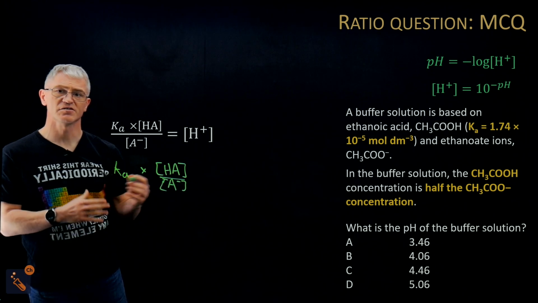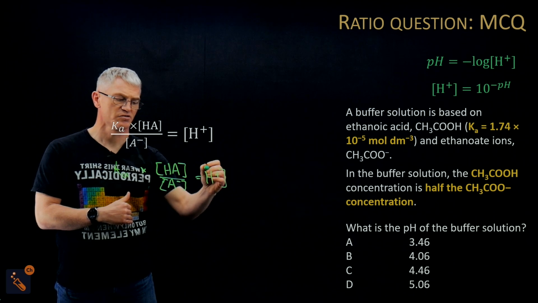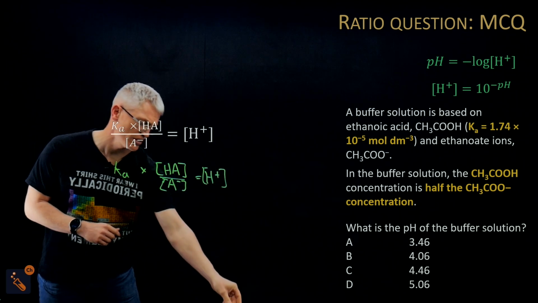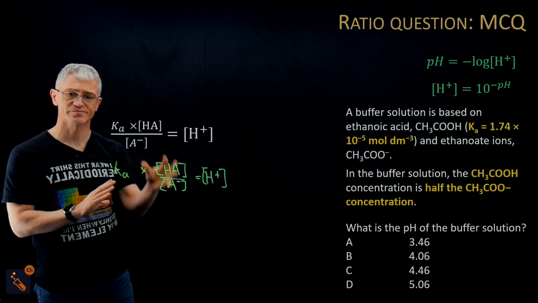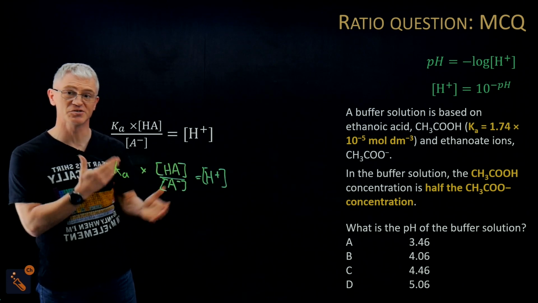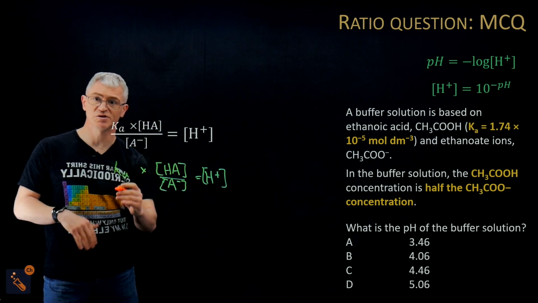Okay. So there we have that equation, and that's equal to H plus. Okay, so we've got that equation. That means that it's simply a ratio. So what we can do is manipulate this, and we will just put the numbers in now.